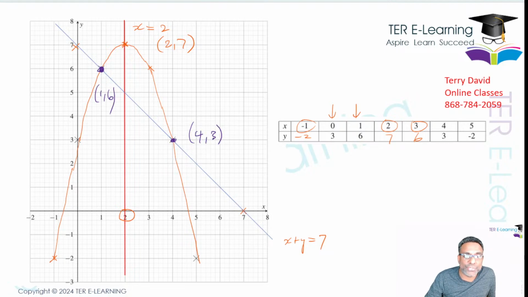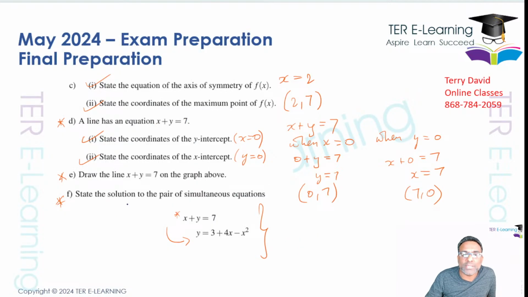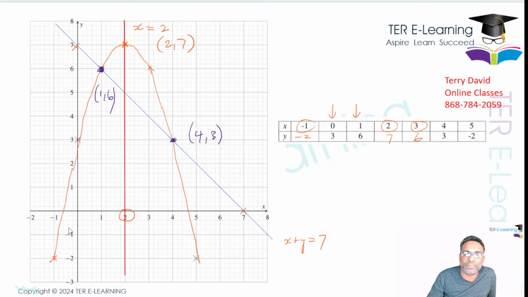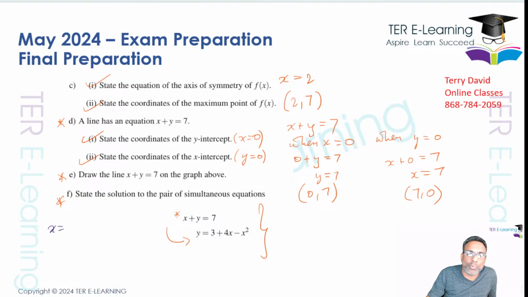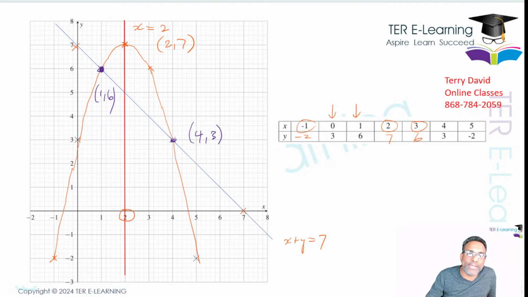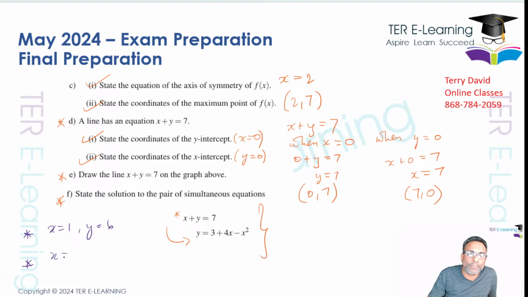So when they ask you here in the question, solve or state the solutions, we're going to say when x is 1, y is equal to 6. That's one solution. And the second solution will be this point here, which is (4, 3). So when x is 4, y is equal to 3.